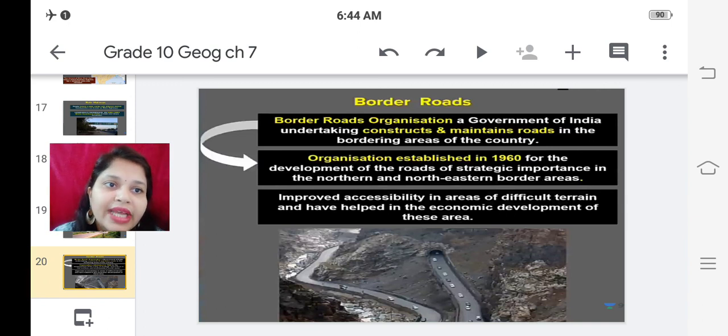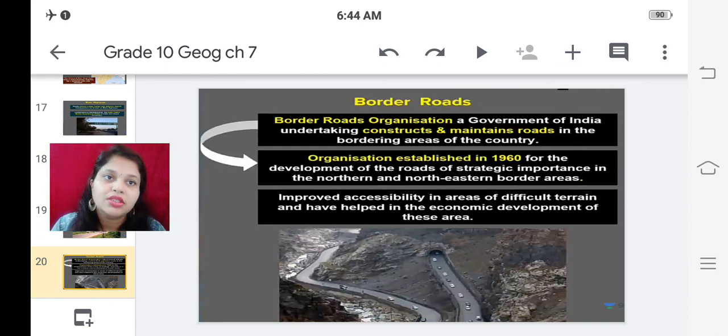So improved accessibility in areas of difficult terrain or border areas, especially north and northeastern part. Those are mountainous areas or hilly areas where construction of railways and airport is not possible. Okay, so roadways is a better thing to access difficult terrain of our country. And it has helped in the economic development of these areas. So वो आजू बाजू का एरिया जो है वहाँ पे economic development possible हुआ है because of the construction of border roads over there, right?